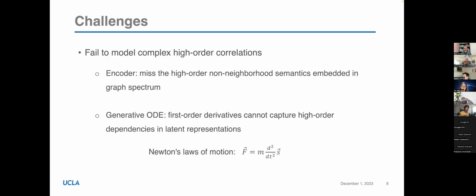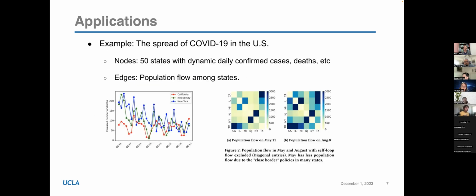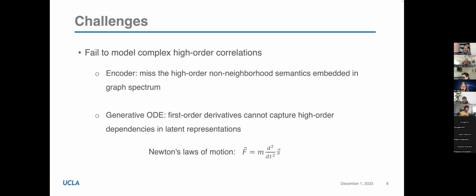Here the graph ODE may also have some challenges, because the generative models may fail to model some complex high order correlations. Their encoder may miss some high order non-neighborhood semantics embedded in the graph spectrum. And the second part is they usually use the first order derivative in the graph ODE formulation, so it cannot capture high order dependencies in latent representation, like Newton's laws of motion. We can say the first order derivatives cannot model this.